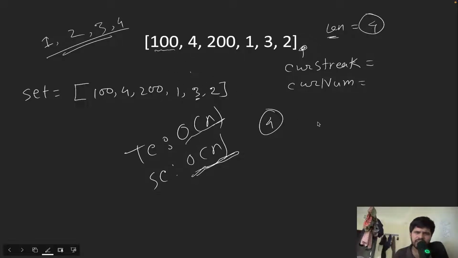Just remember that for the worst case, we will traverse the entire array for one element. So if we have an input like 1 2 3 4 0, at the first element we have 0. The previous is -1, which does not exist, so we will start here. Then we will check this, this, this, and this. We will have our current streak 5.